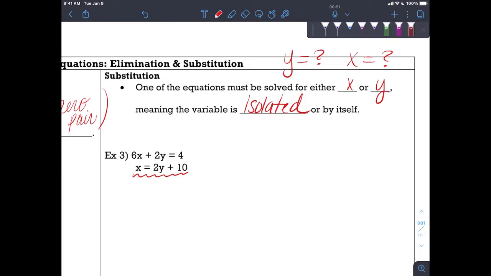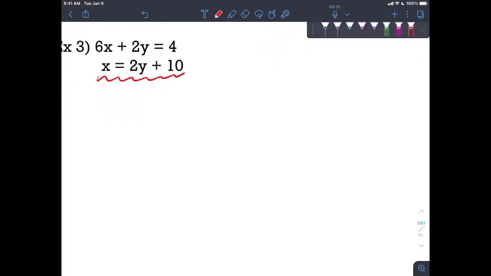Even if that everything else happens to be a number or happens to be some other set of variables, it is still the same exact concept. You're still adding, subtracting, multiplying, dividing in order to get the variable by itself. So let's take a look at this one. Here they're asking me to plug in x equals 2y plus 10.